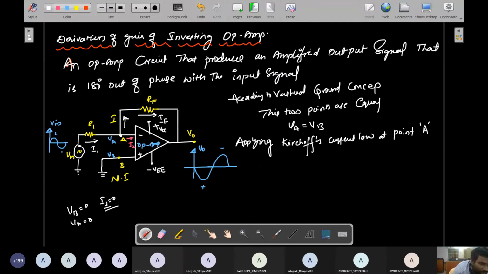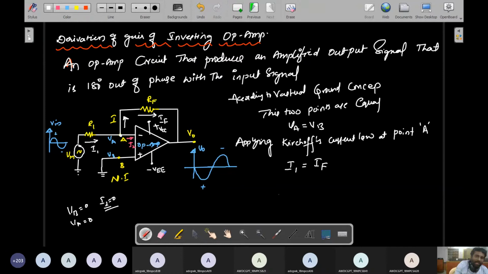So therefore, the sum of the entering currents is equal to the sum of the leaving currents. According to Kirchhoff's law, the sum of the entering currents, that is I1, is equal to the sum of the leaving currents, that is nothing but IF. This is called Kirchhoff's current law, and Kirchhoff has two laws: one is the current law and one is the voltage law.